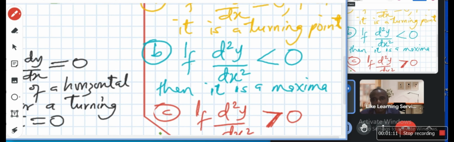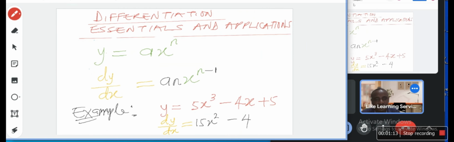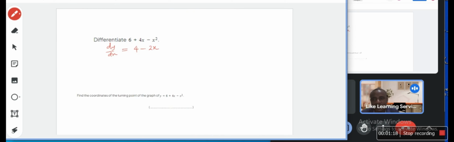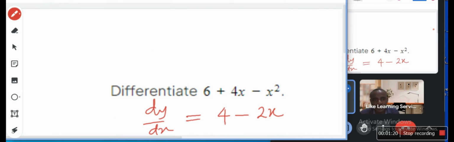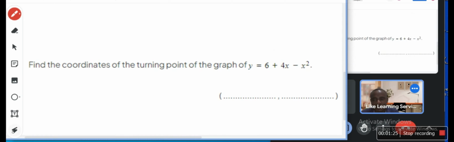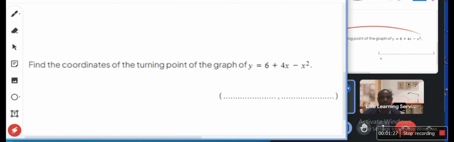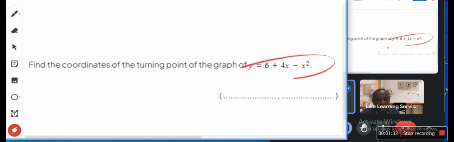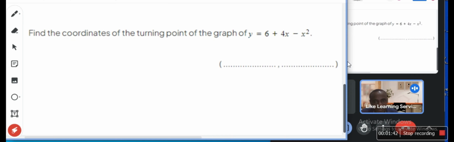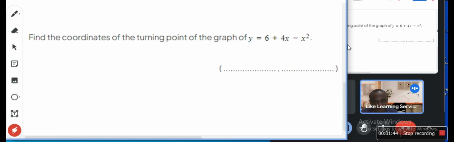Alright, let's go back to that question that we were looking at. This is it. Can you read it out? Find the coordinates of the turning point of the graph of y equals 6 plus 4x minus x squared. Yes, find the coordinates of the turning point of the graph. 6 plus 4x minus x squared. Turning point. Remember turning point, right?